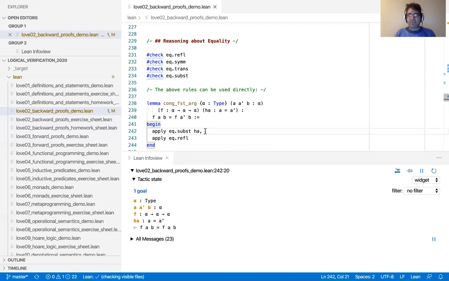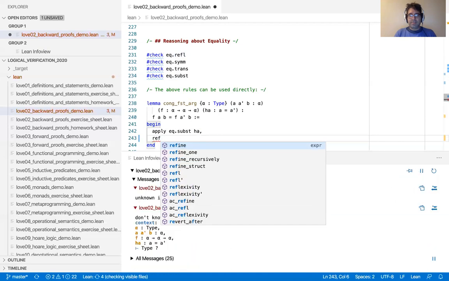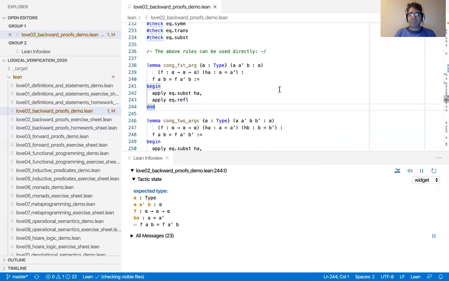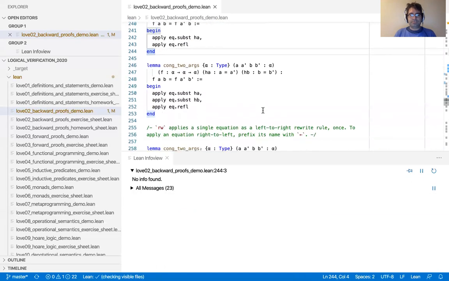And once we've applied this rule, then we're done. I mean, we just have to apply reflexivity. So here we do it the tedious way. We can also just write refl if we want as a tactic. But right now, I'm just showing how these lemmas can be used. So I'm going to use refl.